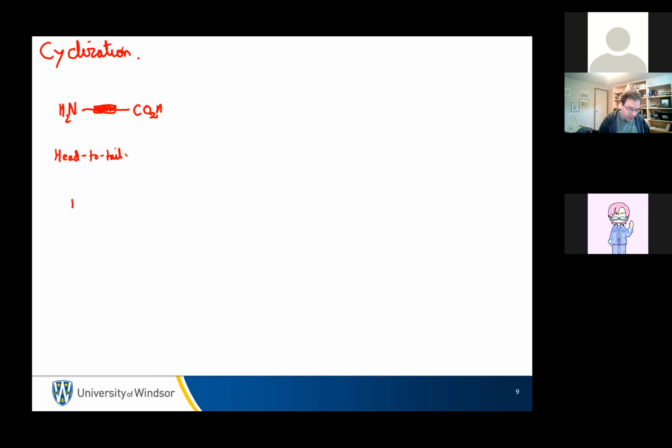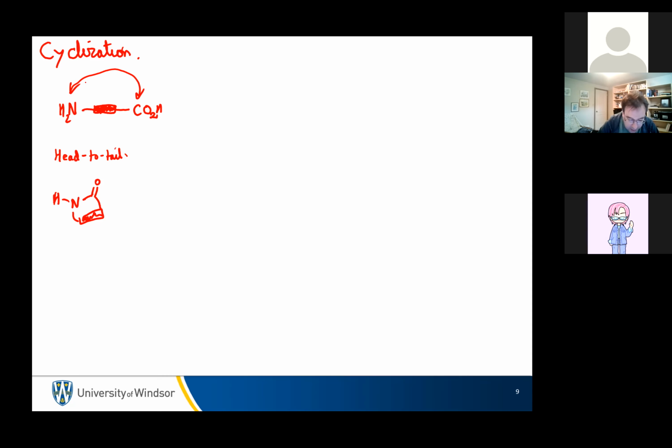And that's when you take, you just basically attach those two together. So your head and your tail cyclizes. So your entire peptide is one circle.